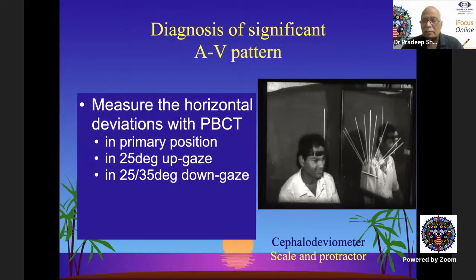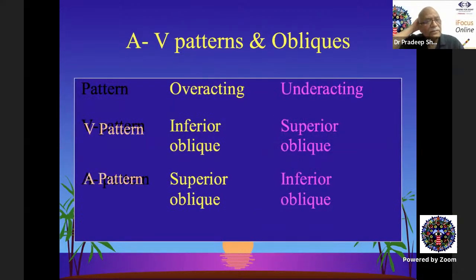You may take the help of a mirror marked on the sides as a cephalodiviometer, or you may use a scale and protractor on the side of the person to ensure that you are having a reliable 25 degrees and 35 degrees head positions. So when we have the A and V patterns, then we are going to look for associated oblique overactions, if any. So for V patterns, you are going to explore the inferior oblique overaction, and for A pattern, you will look for superior oblique overaction.